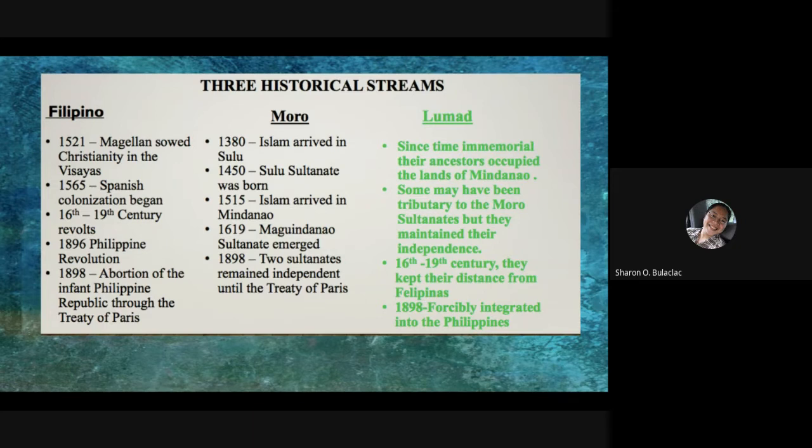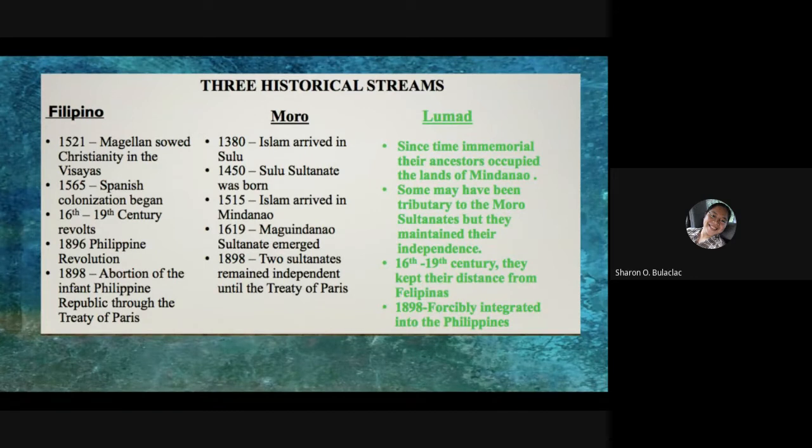He introduced Christianity. Then in 1565, Spanish colonization began. So when the Spaniards arrived, it does not mean that our ancestors just welcomed them. So many did, but at the same time, there were also uprisings. So if you actually read Agoncillo's book, he mentioned that before the 1896 revolution, our ancestors already staged more than 100 revolts and uprisings. So that's why you have here on your screen 16th to 19th century revolts. And then in 1896, you have the Philippine Revolution. Ito yung revolution na sinimula ni Andres Bonifacio.